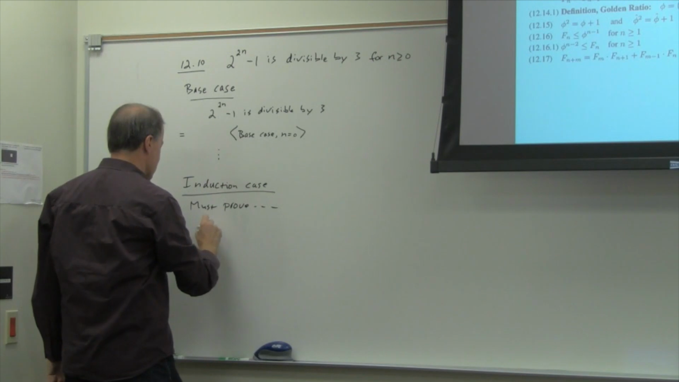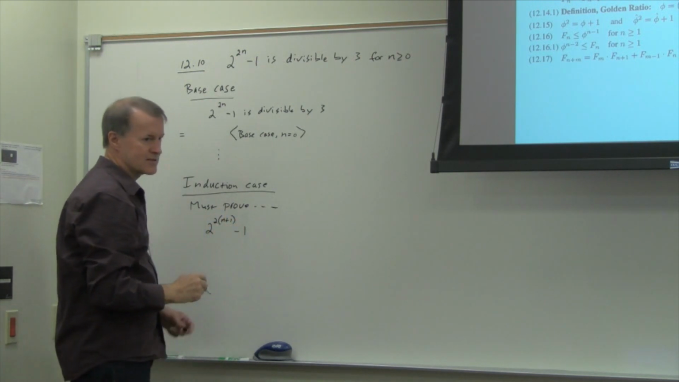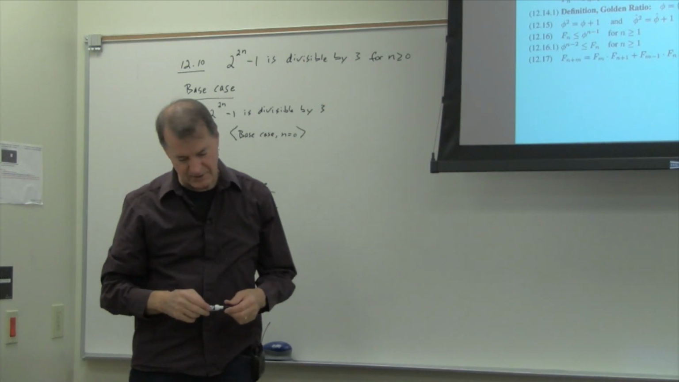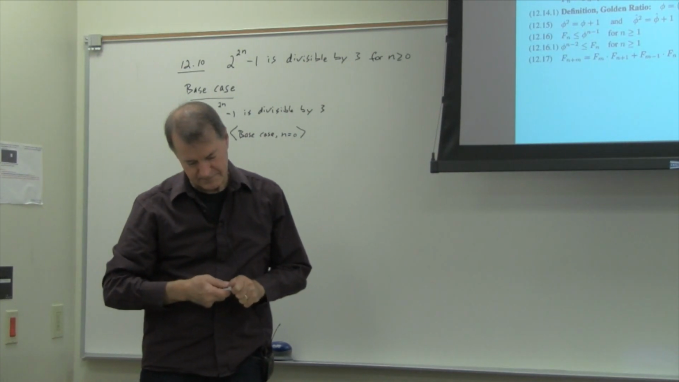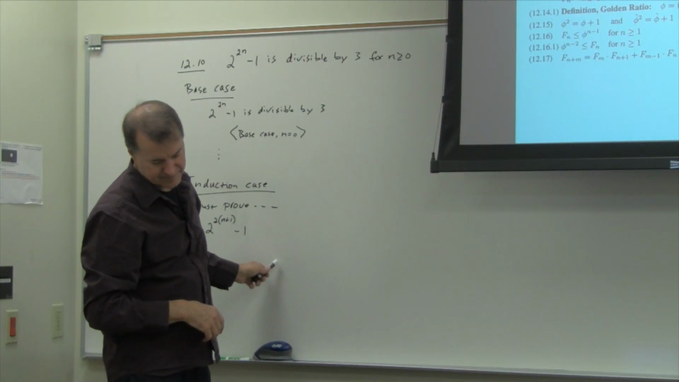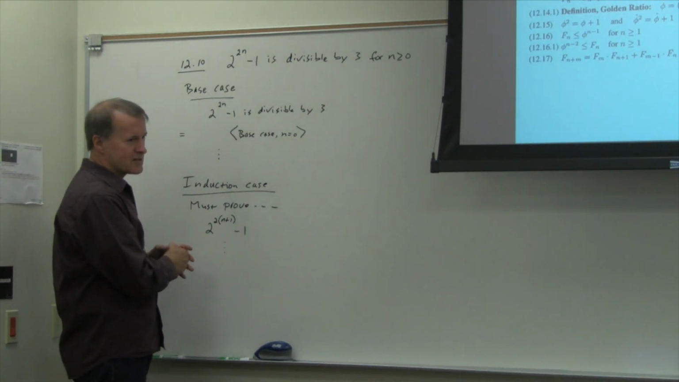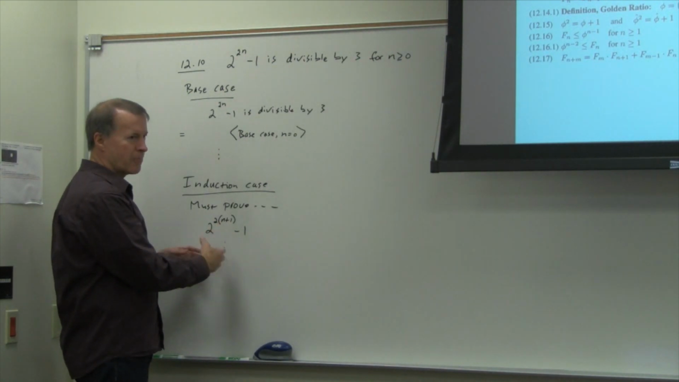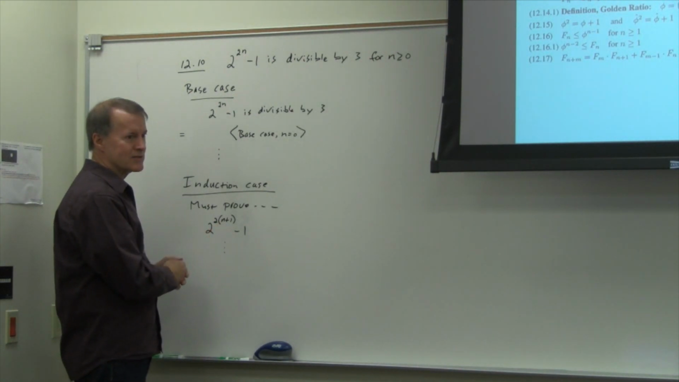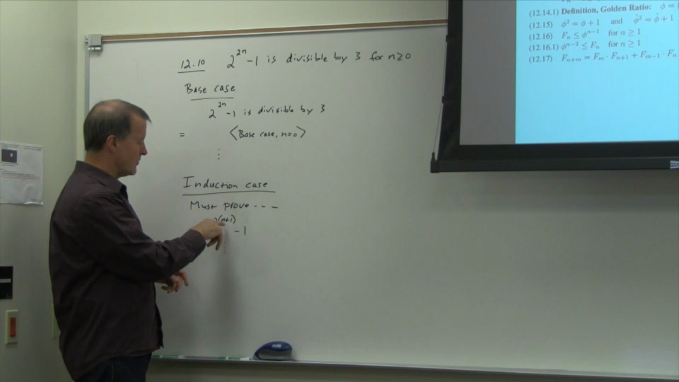Well, start with this, 2 to the 2n plus 1 minus 1. Start with this, and then do some math on it. In order to use the inductive hypothesis on this, you need to get this to where part of it is what you have for the inductive hypothesis. Can you do that? Just split up the 2. This 2 to the 2n plus 1 is 2 to the 2n times 2 to the 2.